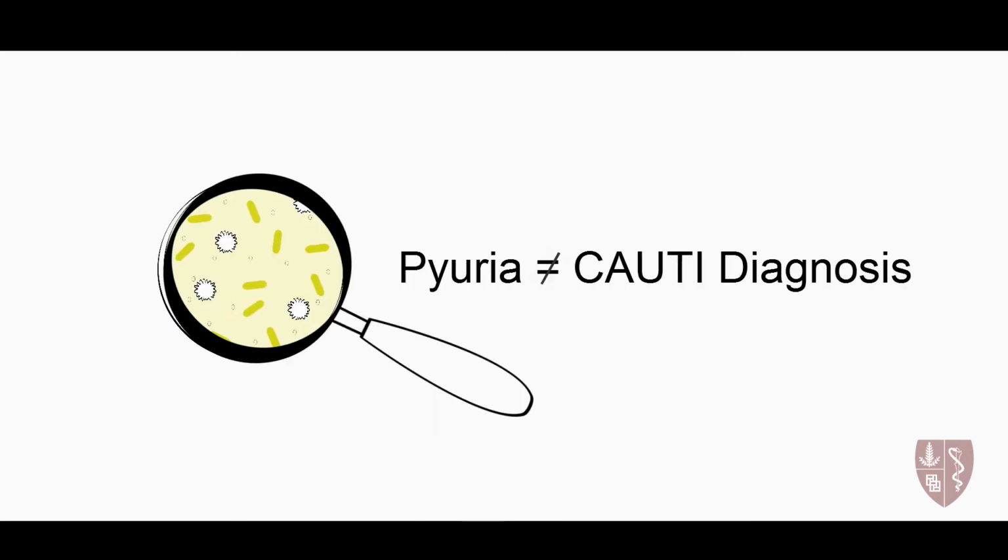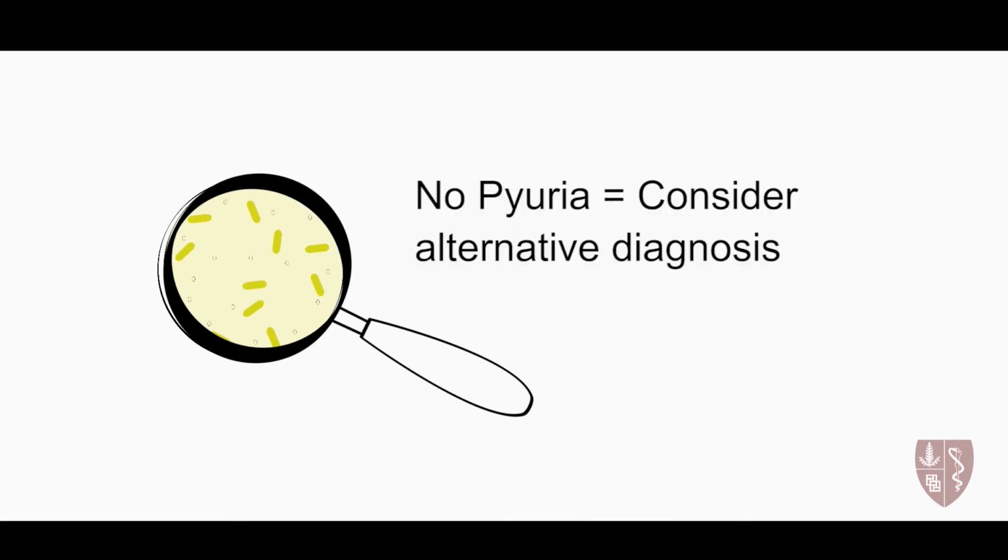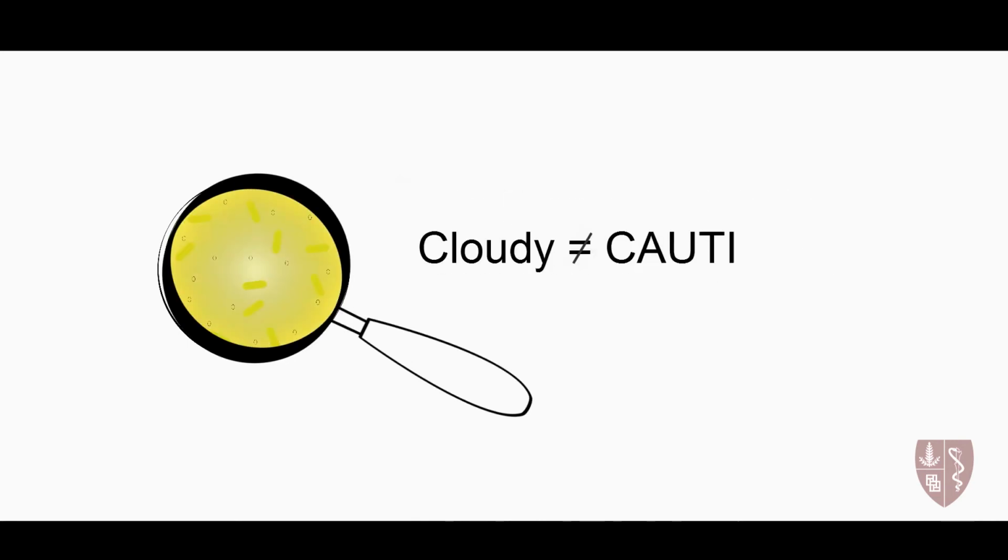First, pyuria of any degree is not diagnostic of CAUTIs and cannot be used to distinguish between catheter-associated asymptomatic bacteriuria and a true CAUTI. Conversely, the absence of pyuria indicates that an alternative diagnosis for a patient's presentation should be strongly considered. Second, cloudy or foul-smelling urine should not be used to diagnose CAUTIs.